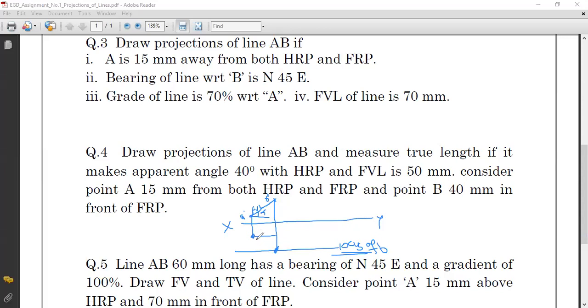Not necessary. So here there will be point B, and the remaining you can find. Instead of the third parameter, this thing is given in this statement.